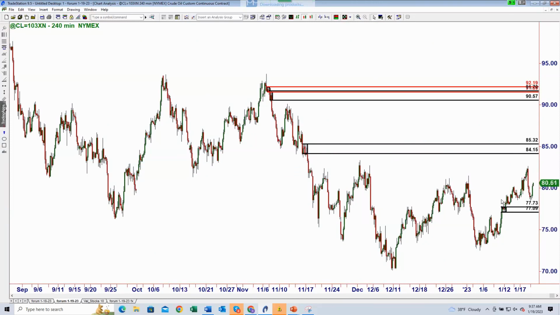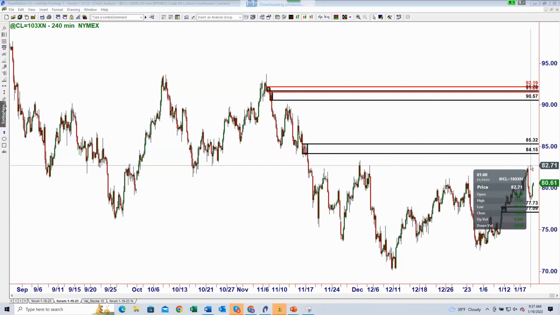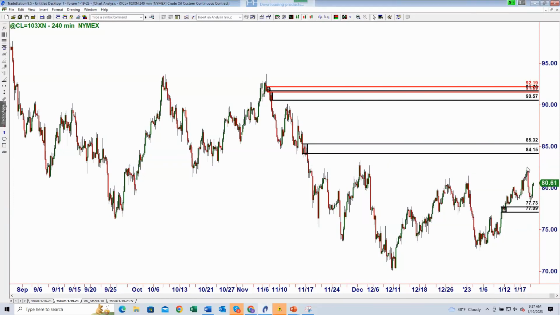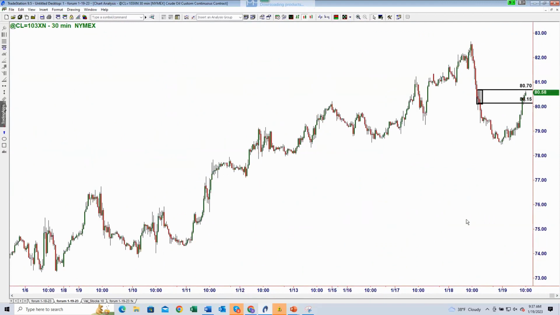Now watch this. Now you see this high right here, which is 82.71, right there. So we need to get above that and above that, which brings us to the 84.15, outside the range, outside of fair value supply zone. Higher probability.